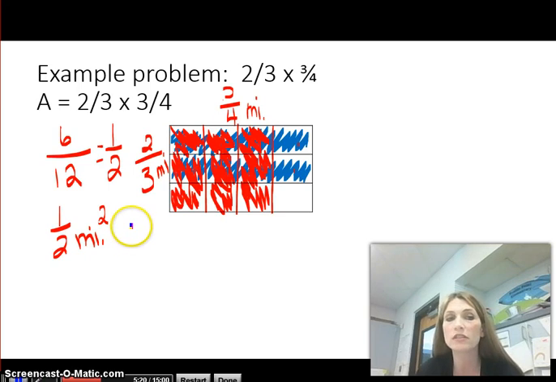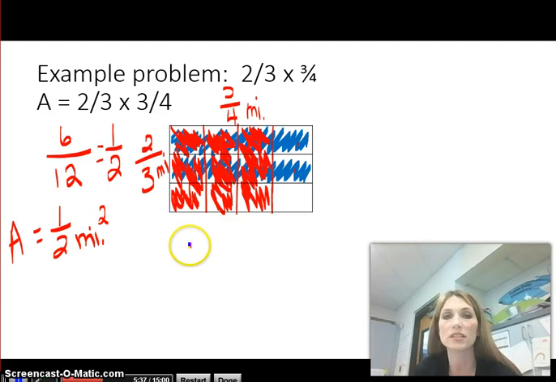We've talked about this a little earlier when we looked at volume, how we always label that as cubed. So when we're looking at area, it is always going to be squared. So area is going to be 1/2 mile squared. All right, so let's go ahead and take a look at our first practice problem.